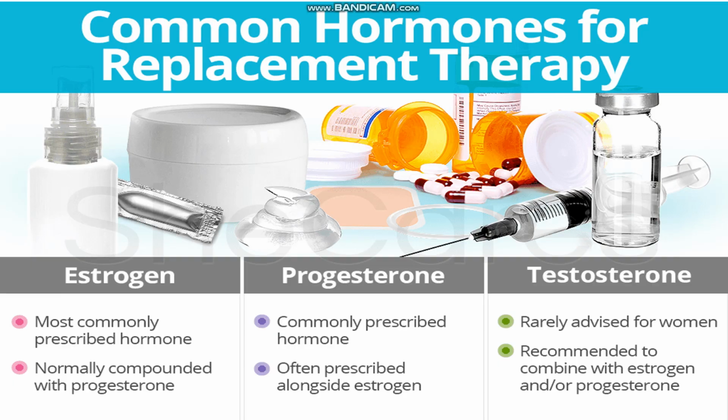Then, what are the different preparations of hormones? The hormones for replacement therapy are in the form of estrogen, progesterone, and testosterone. Estrogens are most commonly prescribed and normally combined with progesterone. Progesterone is a commonly prescribed hormone, often prescribed along with estrogen. Testosterone is rarely advised for women, and is recommended in combination with estrogen and or progesterone.